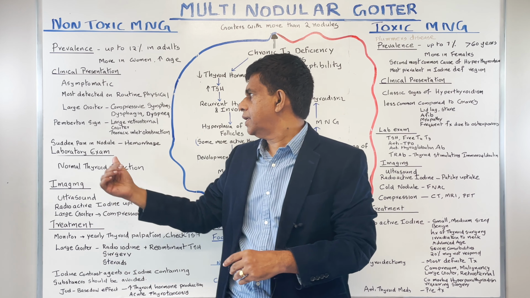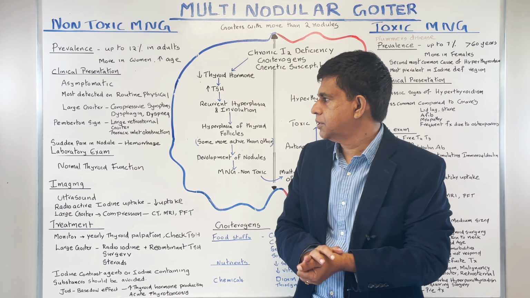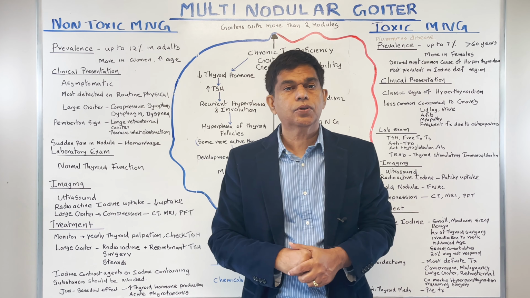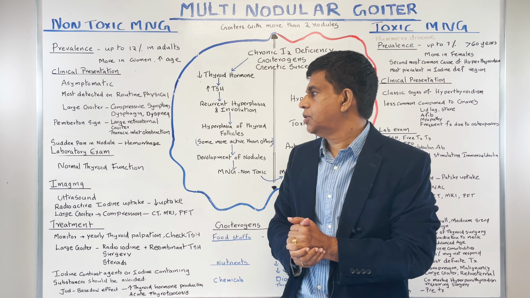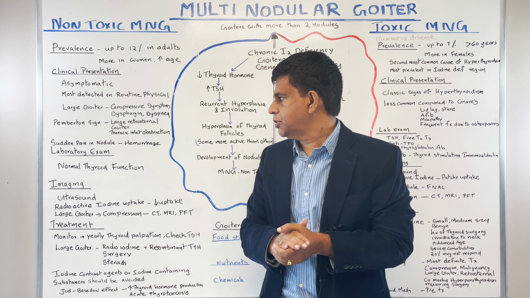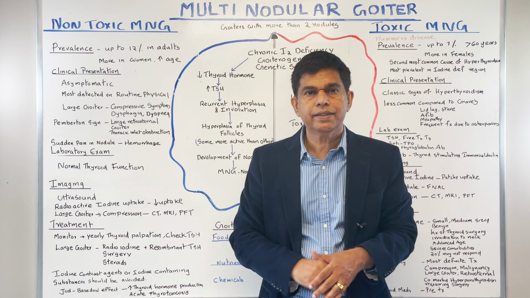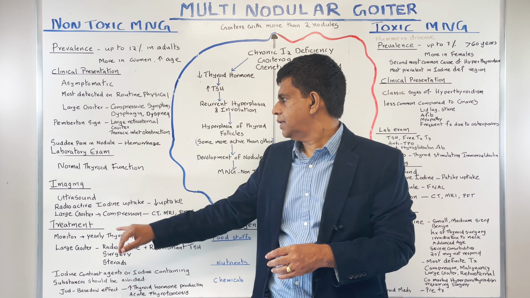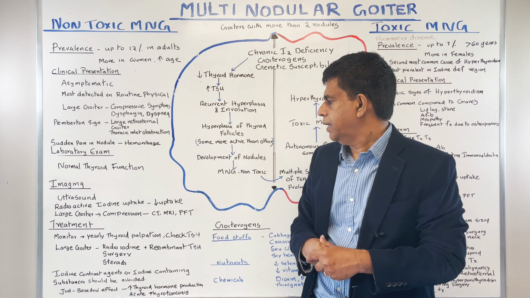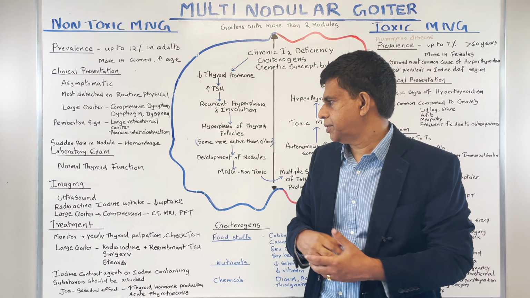When we talk about it, and then you have sudden pain in the nodule, always think there's some kind of hemorrhage into the thyroid tissue. In the laboratory exam, of course, a non-toxic multinodular goiter usually has normal thyroid function, okay? And then we talk about the imaging. You can do an ultrasound, and when you do a radioactive iodine uptake, there's usually decreased uptake. And then in a large goiter, there's compression, so a CT, MRI, and pulmonary function testing can be done, okay, because of the compression and all that.